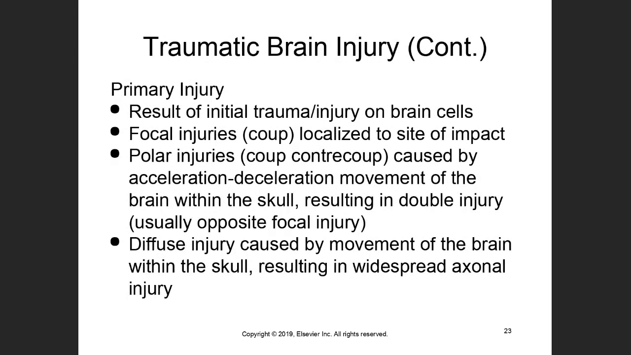Primary injury results from the initial trauma, injury of the brain cells. Focal injury is localized to the site of injury. Contrecoup is caused by acceleration-deceleration movement of the brain within the skull, resulting in double injury, usually opposite the focal injury, that is sometimes seen when you have a concussion. Okay? Diffuse injury is caused by movement of the brain within the skull, resulting in widespread axonal injury.